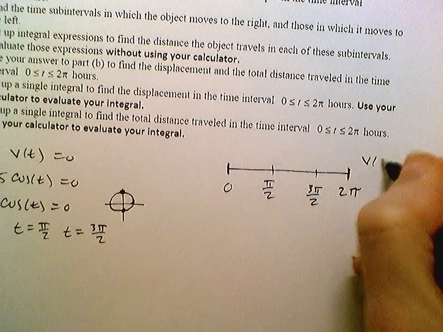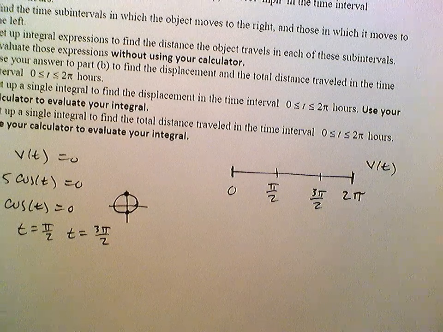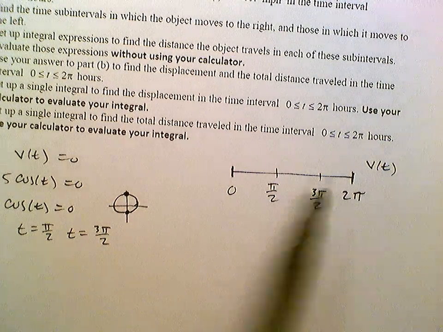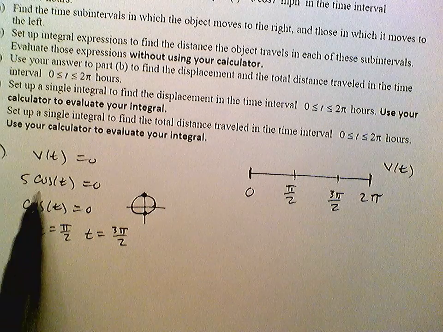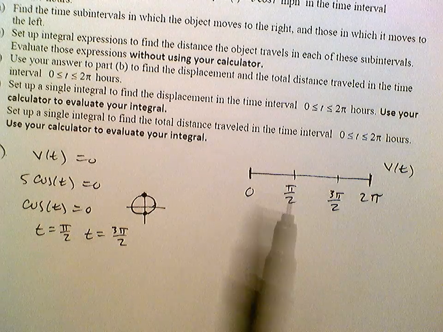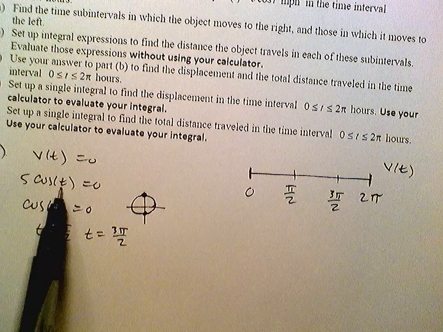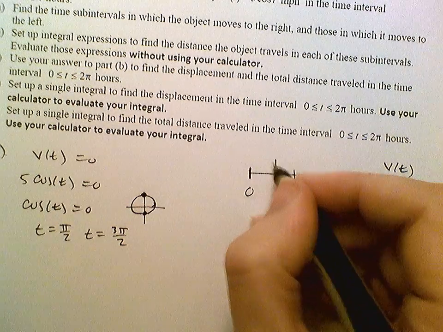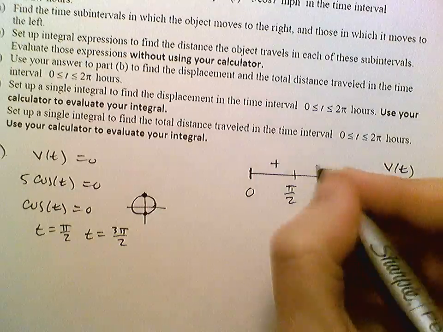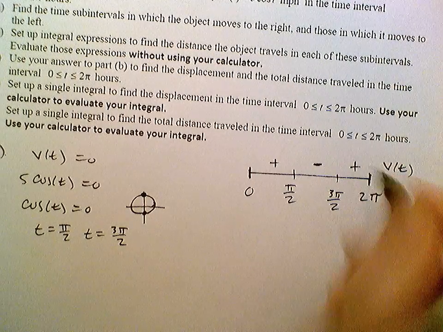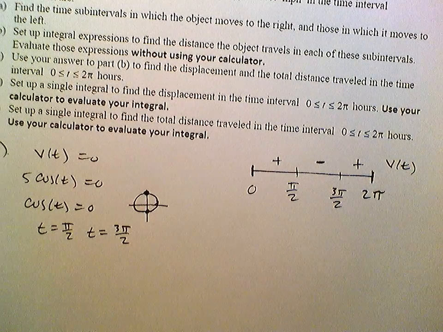All right, so this is the velocity number line. I'm going to pick numbers in here and plug them back into the velocity function to see if it's positive or negative. Between 0 and pi over 2, cosine is positive. Between pi over 2 and 3 pi over 2, cosine's negative. And then on that last interval, cosine would be positive.